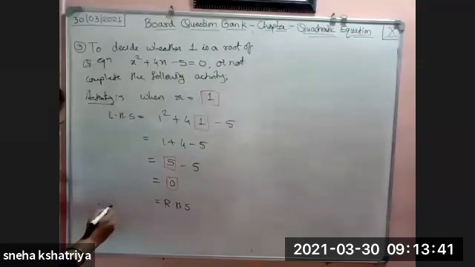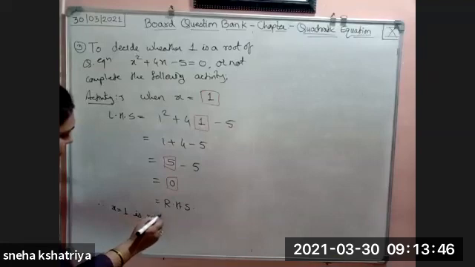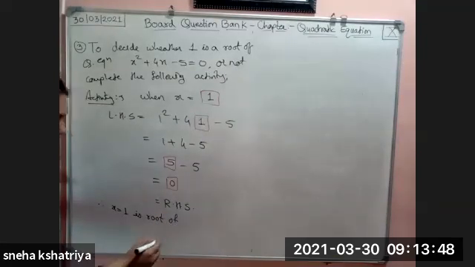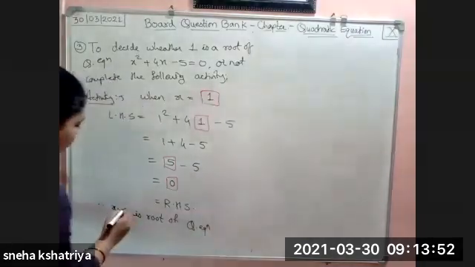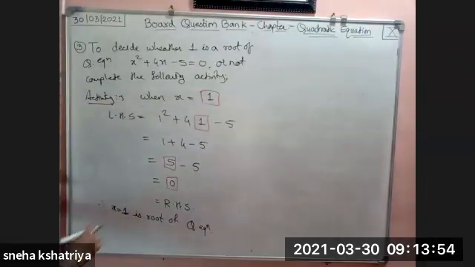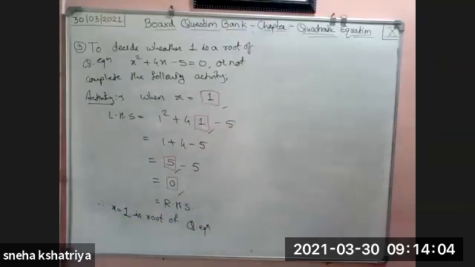Therefore, x is equal to 1 is a root of the quadratic equation. This much only you have to write. Again, see here 4 boxes: 1, 2, 3, and 4. Only 4 boxes, so you have to solve. You don't have to write any more.